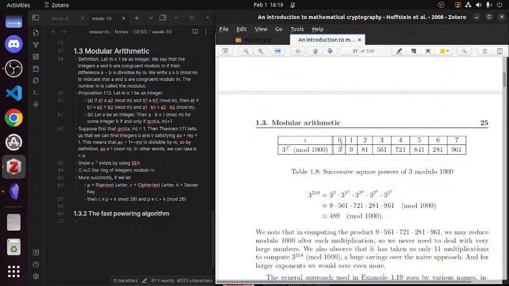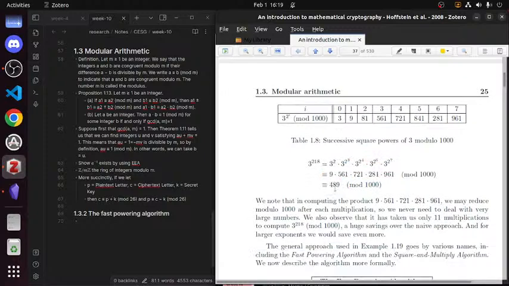Like 3 to the power of 0, 3 times 3, 3 times 3 times 3, and so on. Oh no, because you're doing it mod 1000. Anyways, these are the squared powers of 3 modulo 1000. These are all the mods. Very exciting. And so this is the value here.